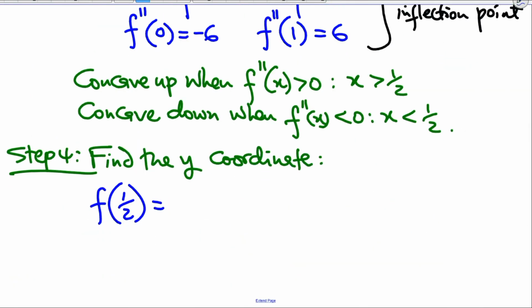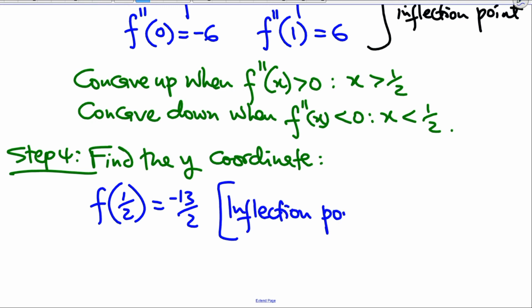And if you plug in a half, you'll end up with negative 13/2 or negative 6.5, which means that the inflection point is at a half, negative 13/2.